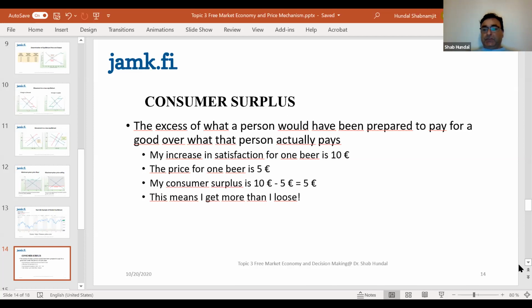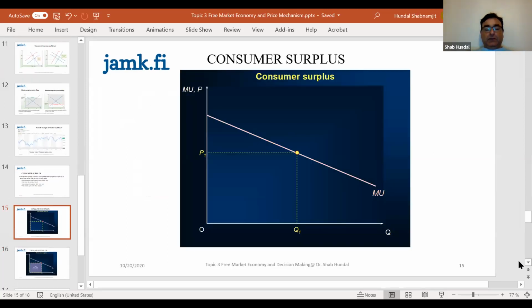Yeah. So this is how the consumer surplus is measured. Now here you have to be a bit careful. This is the marginal utility curve going downwards. So here is your consumption on the horizontal axis, and the price and the marginal utility is on the vertical axis. And this is the marginal utility curve, downward sloping.